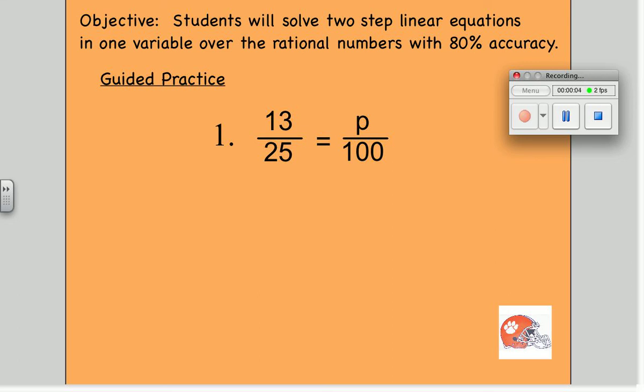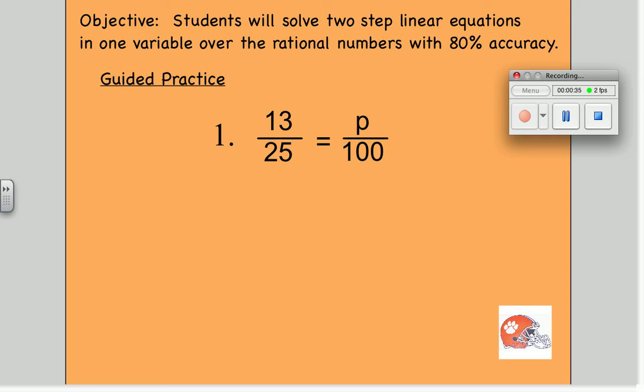This lesson is Chapter 7, Lesson 5, and this is about solving problems using percents. So, there are 2 steps involved with this. Your objective is to solve 2-step linear equations in one variable, meaning there's only going to be one variable in the problem, over the rational numbers, which are fractions here. And we're going to be able to do this with 80% accuracy.